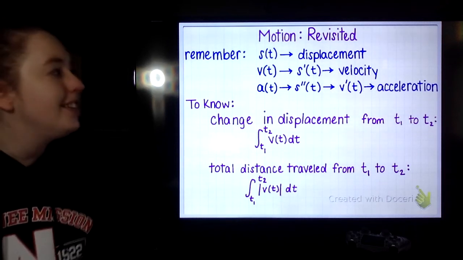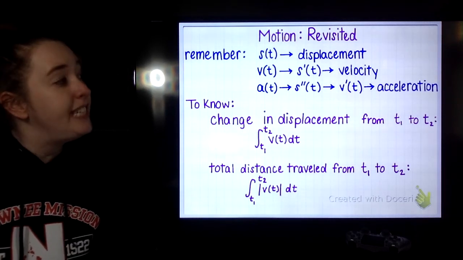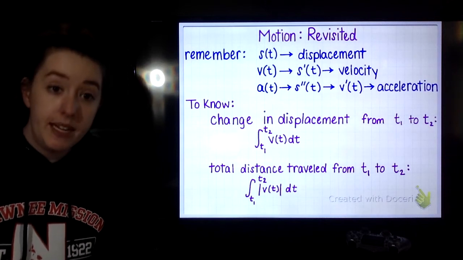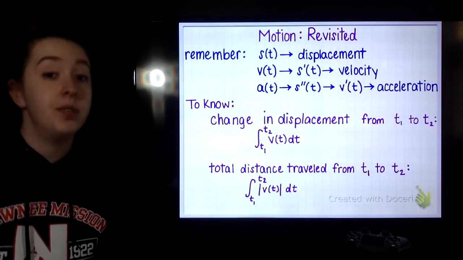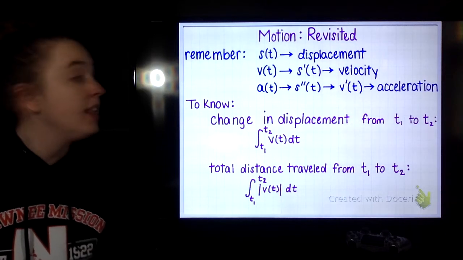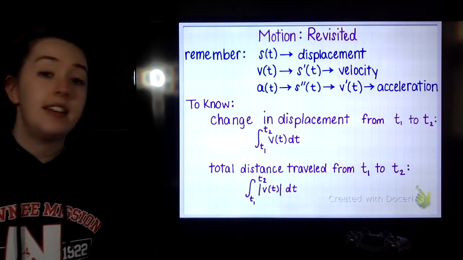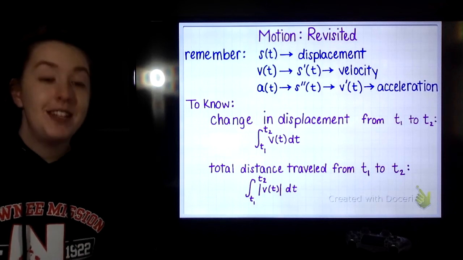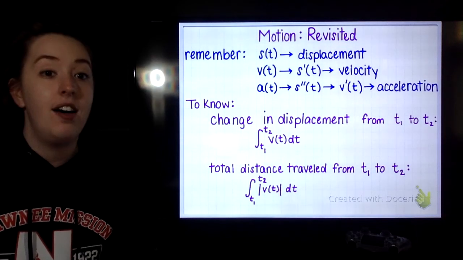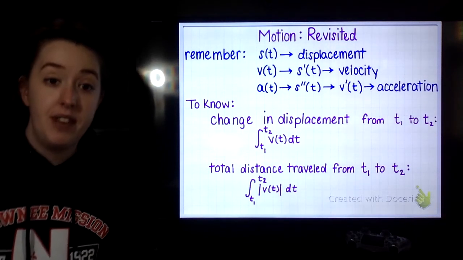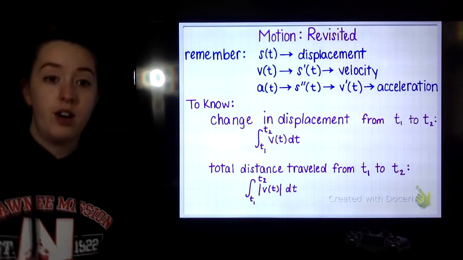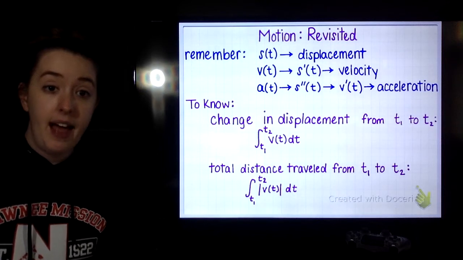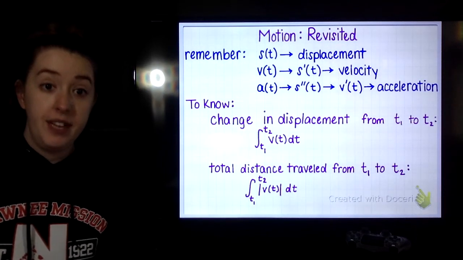So here's a few things I want to remind you about. S of t, that function is our displacement. V of t is velocity, and that's the derivative of displacement. A of t is acceleration, so that's the second derivative of displacement, or the first derivative of velocity, however you want to look at it. Now, there are two different things that we'll have to find using integration.